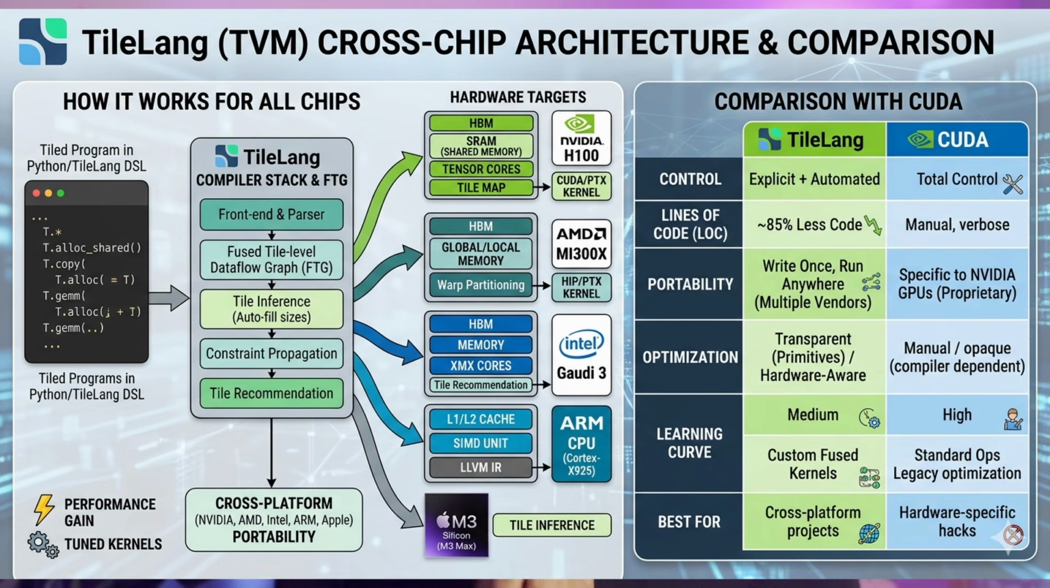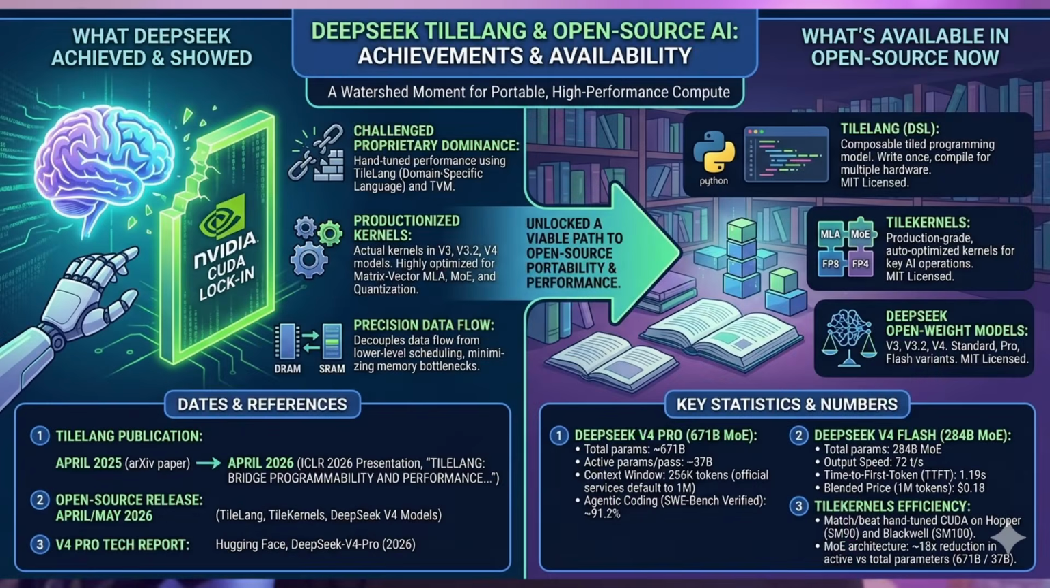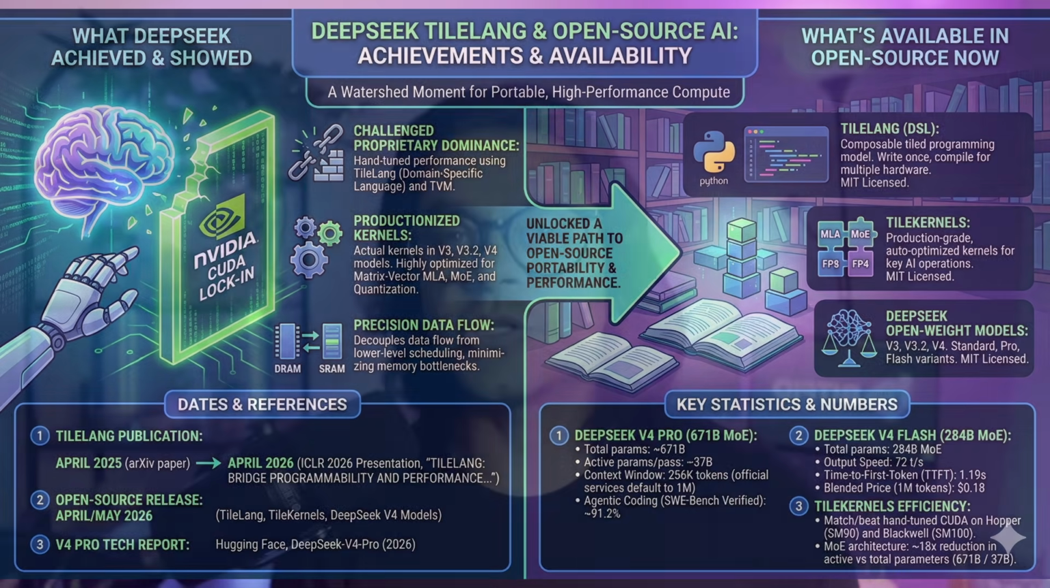It means a small team can design and iterate on advanced kernels with 85% less code, sparking a wave of new model breakthroughs. DeepSeek's move to open source these kernels is a massive gift to the entire AI community. It shows that the future of high-performance AI isn't proprietary. It's programmable, it's tiled, and it's open. You can find more details in the research papers linked in the description of this video.